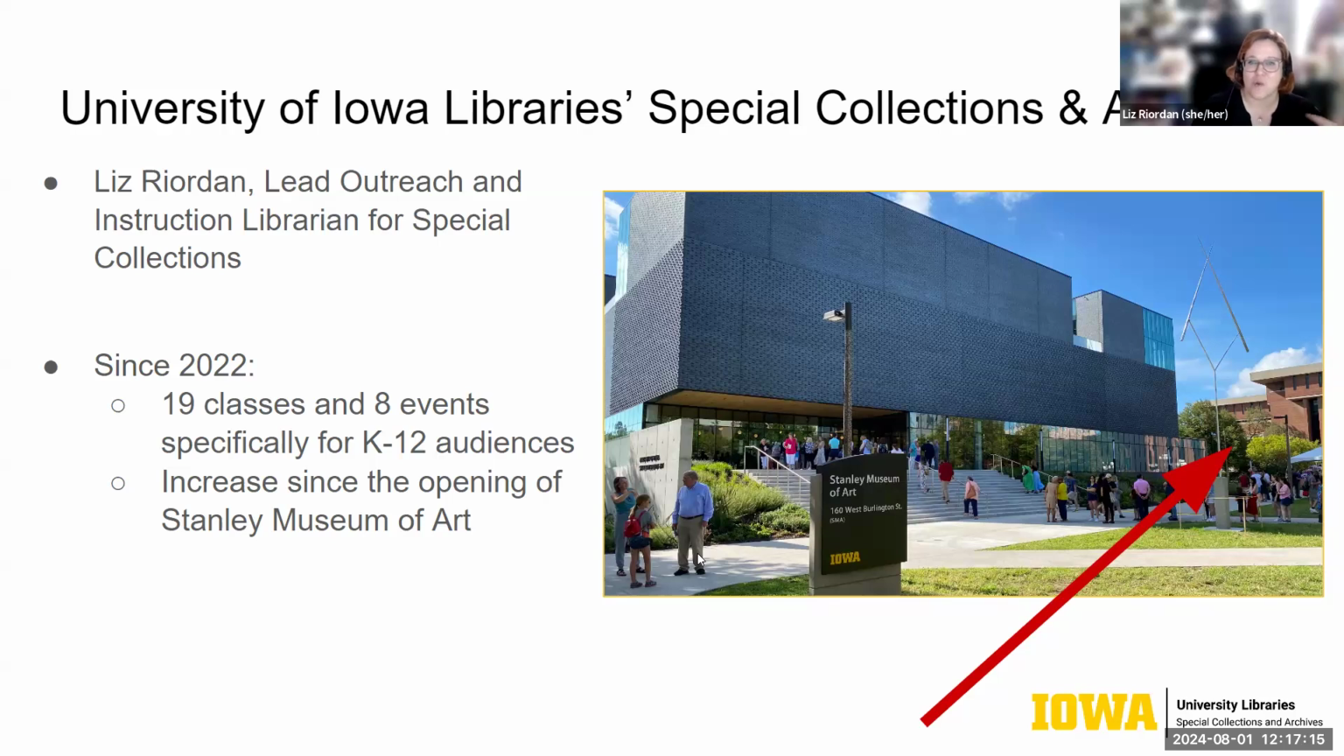Since then, word got out that the libraries also do K-12 events, and we've had a lot of positive feedback from those events. So I think word spread and people wanted to visit the Stanley on the same day and visit us. And sometimes they also want to go to the Pentacrest Museums, which is the natural history and the Old Capitol Museum just up the hill from us.